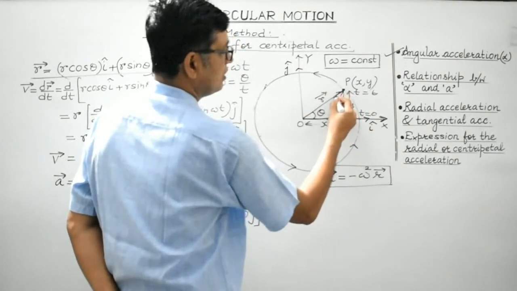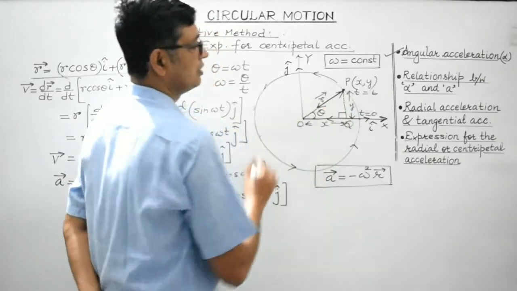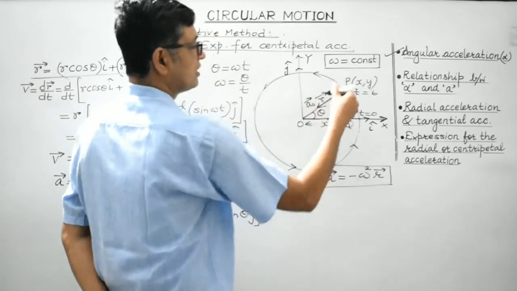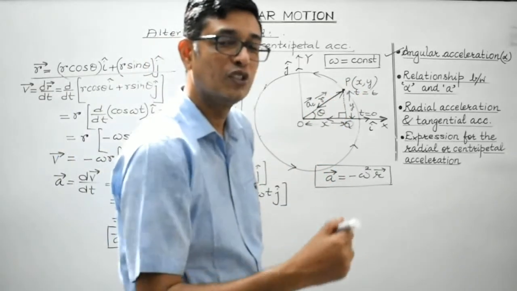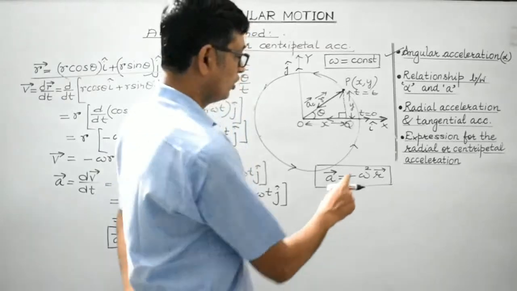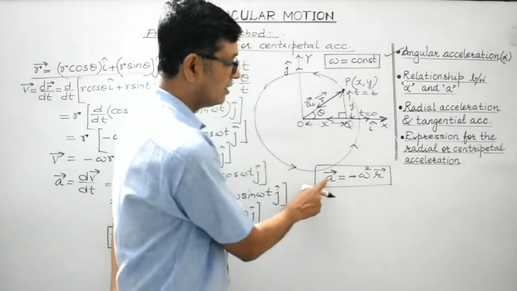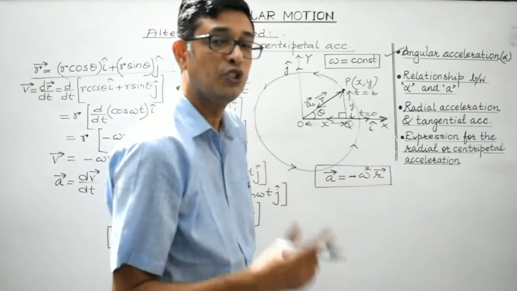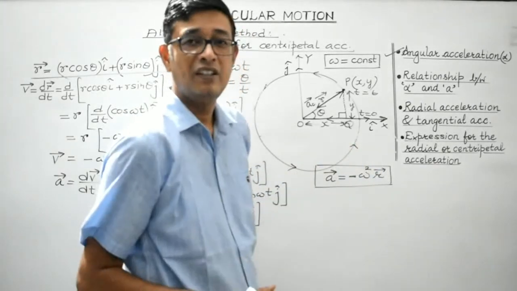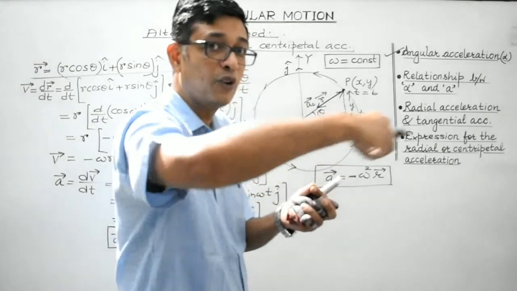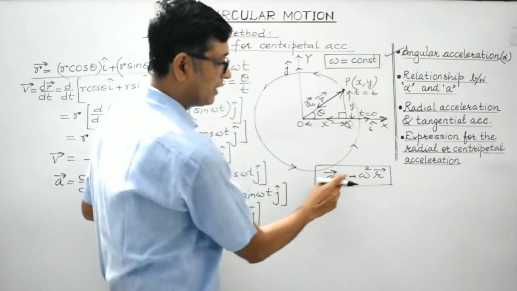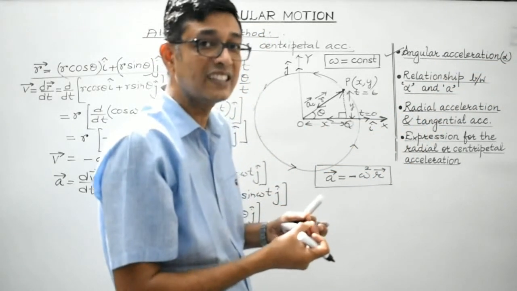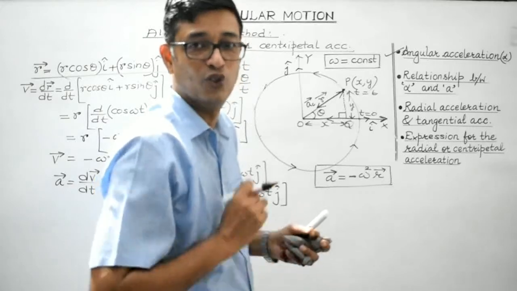At any point during the circular motion, the centripetal acceleration will always be directed along the radius towards the center of the circular path. So this negative sign is suggestive of the fact that the direction of centripetal acceleration is opposite to that of the position vector. The position vector is always directed away from the origin. So this being negative, centripetal acceleration is always directed towards the origin, that is, towards the center of the circular path which the body follows, right?